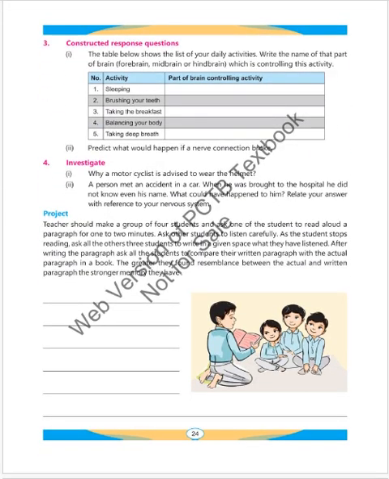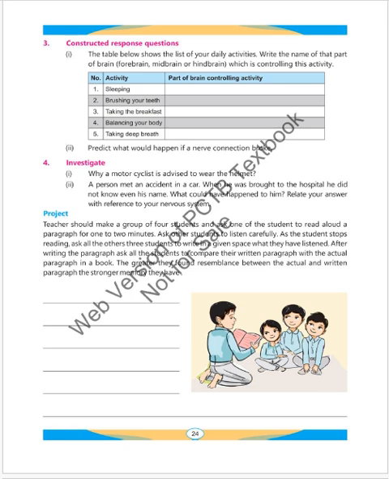Constructed response questions. The table shown below lists daily activities. Write the name of the part of the brain, forebrain, midbrain, or hindbrain, which is controlling each activity. Sleeping, part of the brain controlling the activity. Brushing your teeth, taking breath, breakfast, balancing your body, taking deep breath.